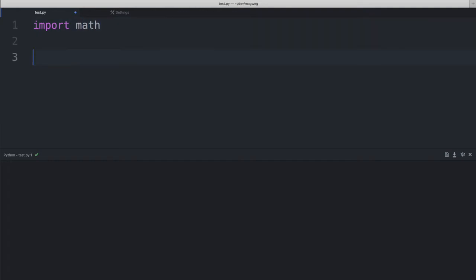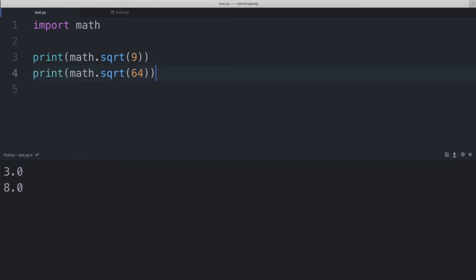I'll explain importing and modules in a future video. All you need to know for now is that we can use things from math, like the square root function. Let's print the square root of 9, which is 3. Let's calculate the square root of 64, which is 8.